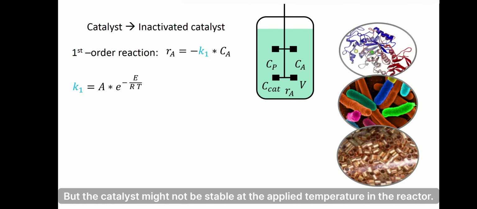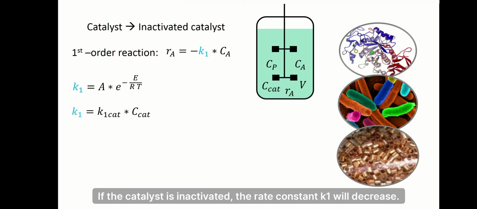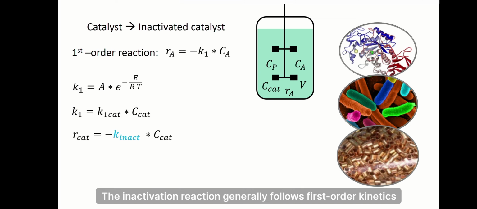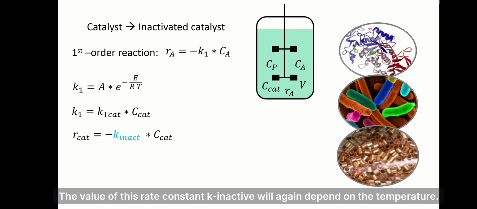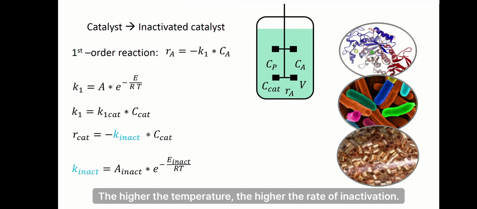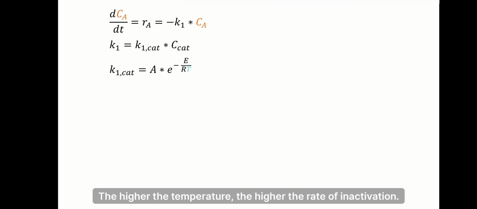But the catalyst might not be stable at the applied temperature in the reactor. If the catalyst is inactivated, the rate constant K1 will decrease, and that's because the rate constant is linearly related to the concentration of active catalyst that is present. The inactivation reaction generally follows first-order kinetics, with first-order rate constant for inactivation, K inactivation. The value of this rate constant, K inactivation, will again depend on the temperature. And yes, Arrhenius also applies here. The higher the temperature, the higher the rate of inactivation.